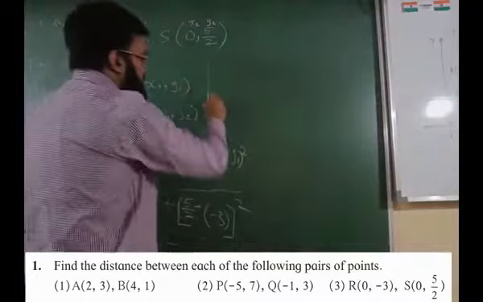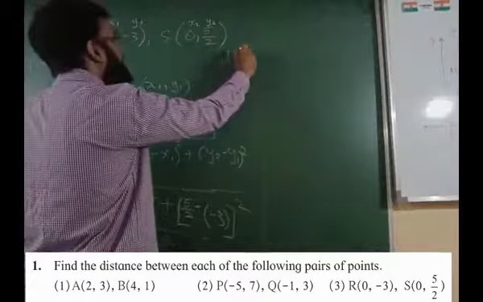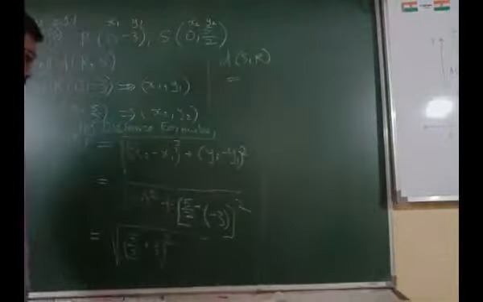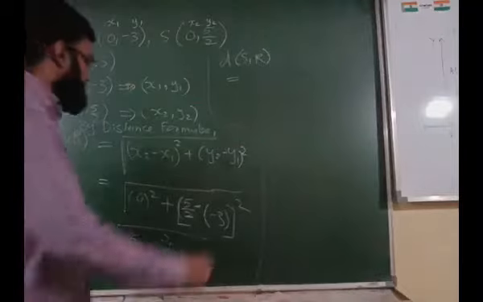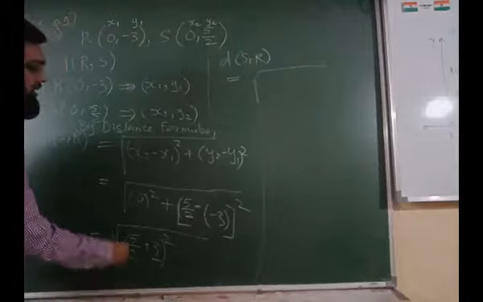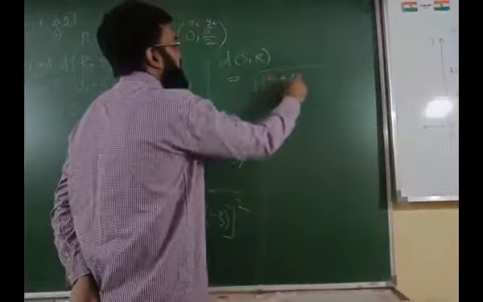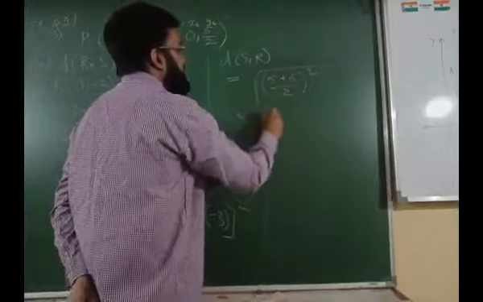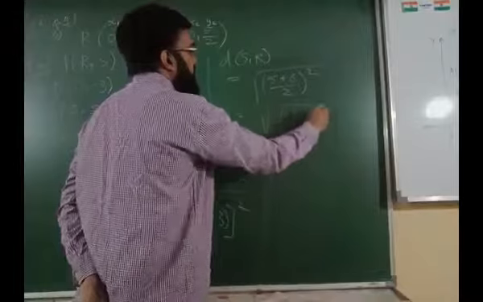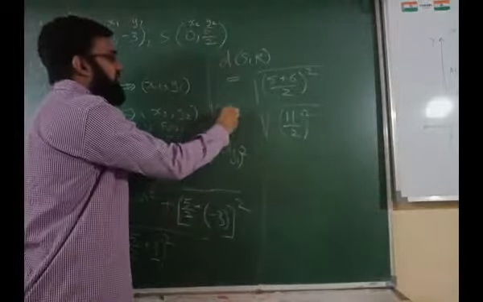So I hope you can do the calculation part. Distance s comma r will be equal to what now? 5/2 plus 3. So just do the calculation here. 5 plus 6 upon 2 the whole square. Okay, that is 5 plus 6 is 11 upon 2 the whole square. So this is distance s comma r.